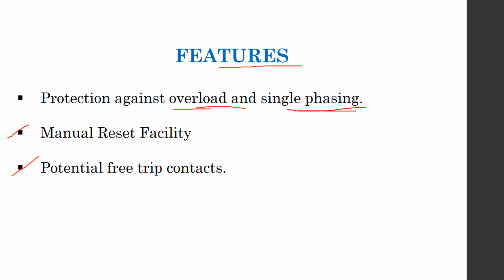Single phasing. Single phasing is a situation when one of the phases gets disconnected and therefore the power is supplied with the help of the remaining two phases. In this situation also, there is a possibility of overcurrent, which leads to excessive heating and winding insulation failure. And therefore, in this case also, the bimetallic strip will change its shape as a result of overcurrent occurring in the system.